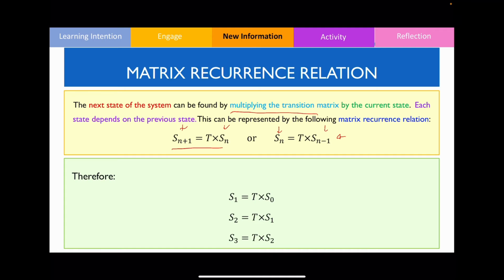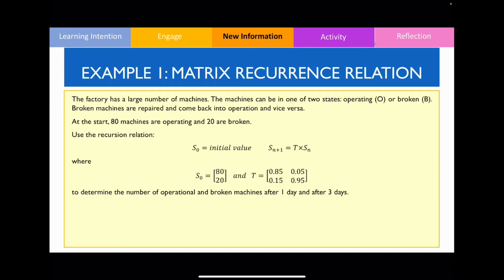Let's look at a couple of examples. In the first example, it says that the factory has a large number of machines, and these machines can be in one of two states, operating or broken. Broken machines are repaired and come back into operation and vice versa.